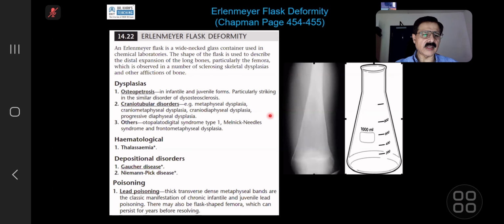The main thing you must remember, other than rare disorders, is that osteopetrosis is one of them, where the bone density will be increased. Thalassemia, Gaucher's disease, and lead poisoning. By the way, Gaucher's disease, thalassemia, and lead poisoning are in our curriculum today. Of course, osteopetrosis will be high density. So you can say even here that it is not osteopetrosis, but you can consider it in the differential diagnosis.